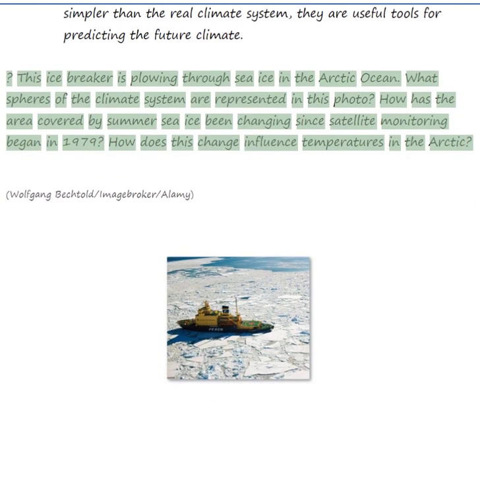This icebreaker is plowing through sea ice in the Arctic Ocean. What spheres of the climate system are represented in this photo? How has the area covered by summer sea ice been changing since satellite monitoring began in 1979? How does this change influence temperatures in the Arctic?